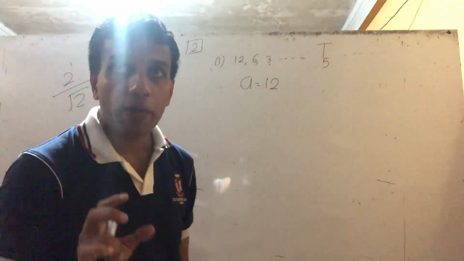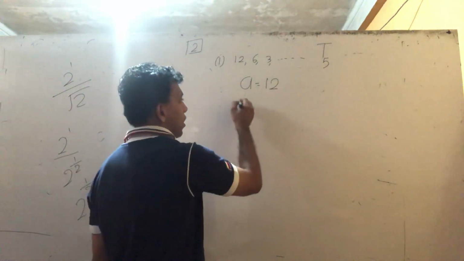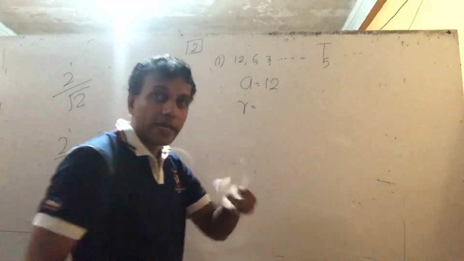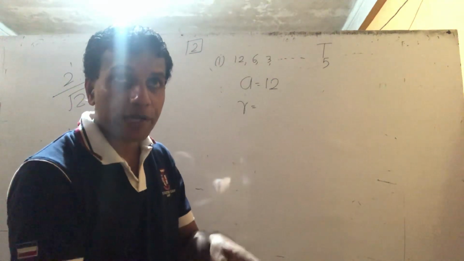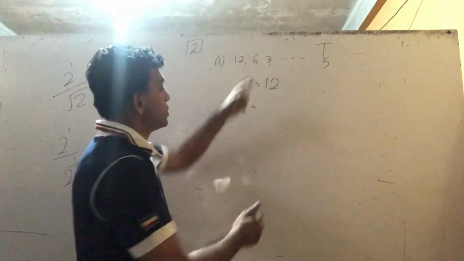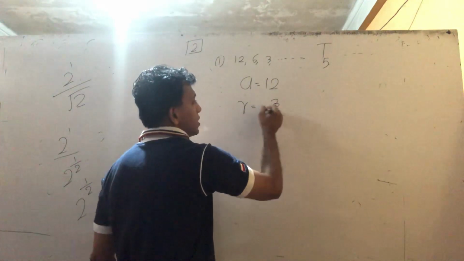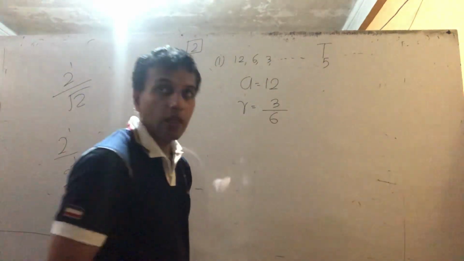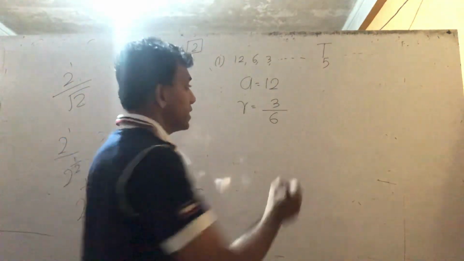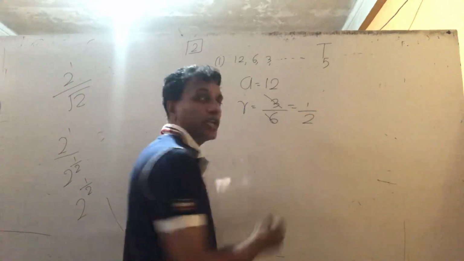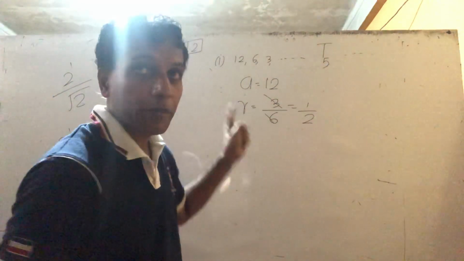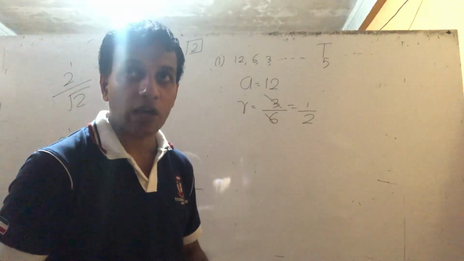Next, find the common ratio. What is R equal to? As I said earlier, take the latter number and divide by its previous one. So here I take 3 divided by 6. What is 3 divided by 6? You can say half. The common ratio is half. The first term is 12, the common ratio is half.